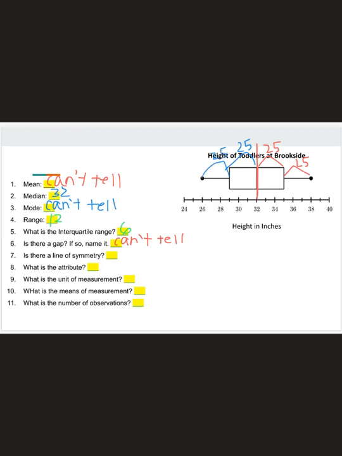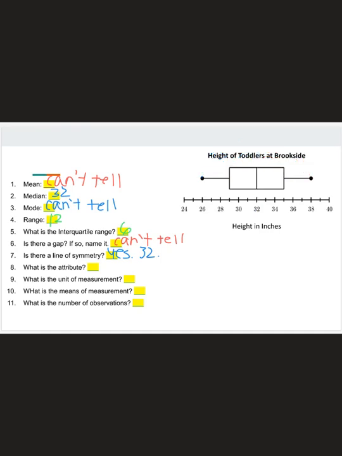So thinking about that, if 50% of my data is on the left side of the median and 50% of my data is on the right side of the median, my median right here would be my line of symmetry. So the answer is going to be yes, and then we can just label it. Our line of symmetry would be at the number 32.